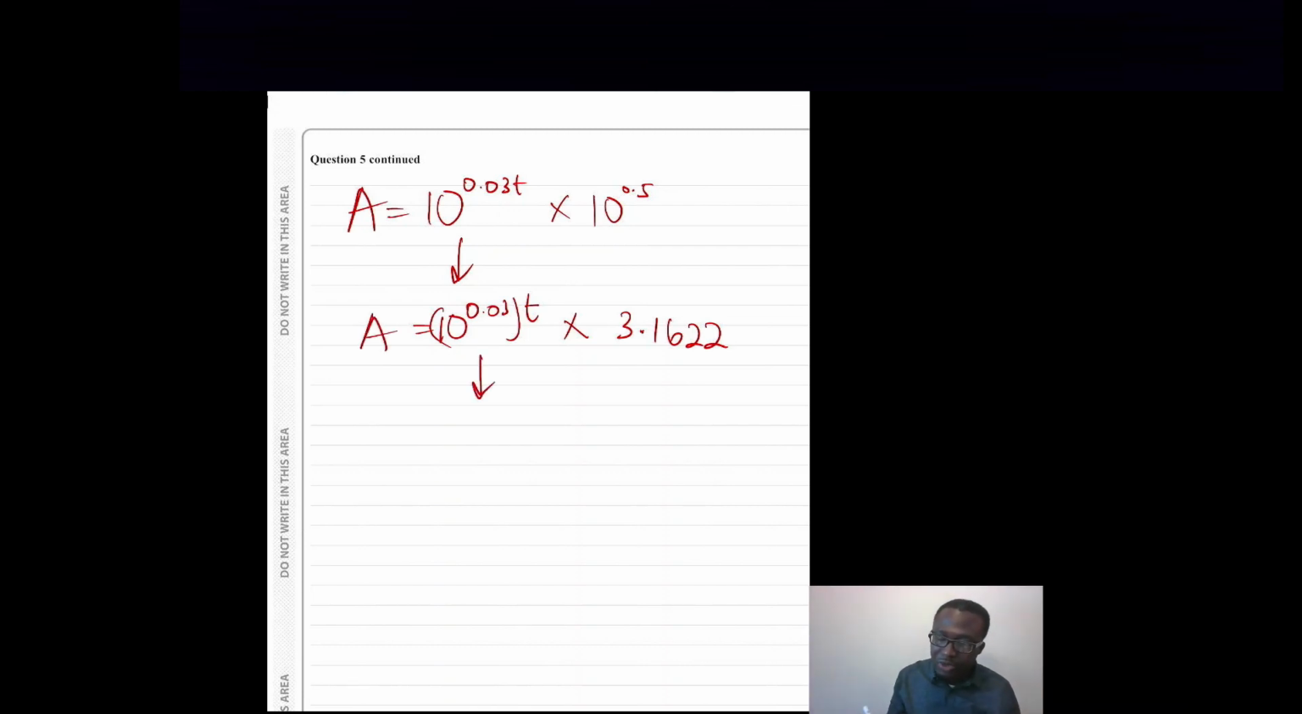Now we can also sort that out by putting in the calculator 10 to the power of 0.03. If you use a calculator, you should get 1.071. In fact, let me again try and leave it to 4 decimal places, 1.0715, okay, to the power T, and we got times 3.1622. Now go back to the question and check what it wants me to leave my answer in.